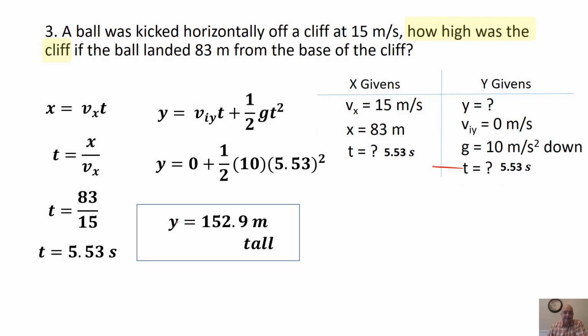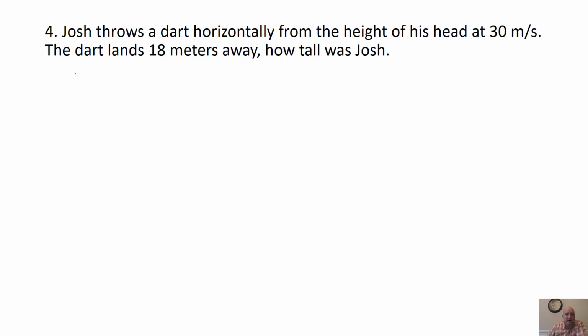Okay, let's keep on going. Circle your answers just to keep them easy to see, easy for me to grade if I'm grading your work. Josh throws a dart horizontally from a height of his head at 30 meters per second. So here's Josh throwing a dart.